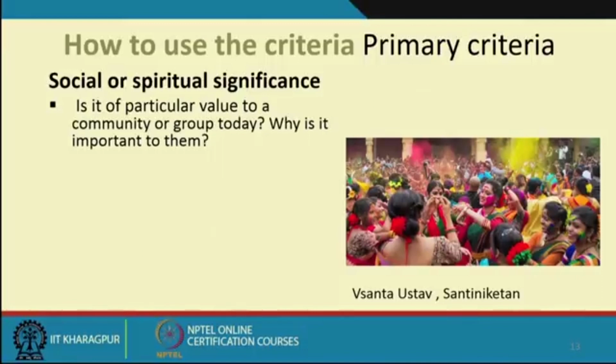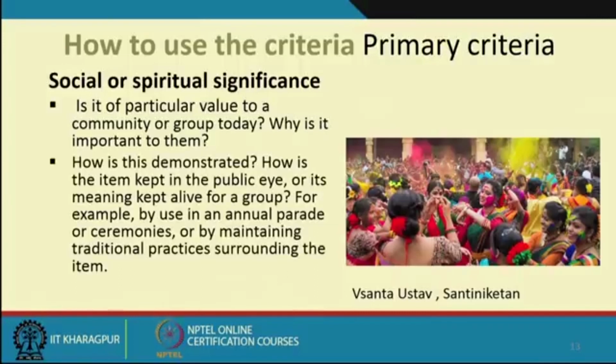We can see that every year during Holi and the spring festival, it is celebrated through colors, through dance, through songs. And how is this demonstrated? When we talk about a festival which is of social and spiritual significance, we have to find out how this is demonstrated, how this item is kept in the public eye, or its meaning kept alive for a group. For example, by use of an annual parade or ceremonies, in this case a ceremony or a festival, or by maintaining the traditional practices surrounding the item.